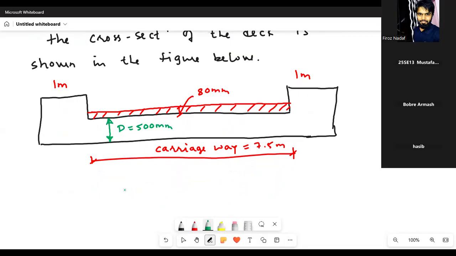So this is how the cross section of the bridge will look. The 1 meter width of the footpath, this is the footpath that we have. Then here we have the carriageway, and in the carriageway we have an 80 mm wearing coat, and then we have the depth of the slab.